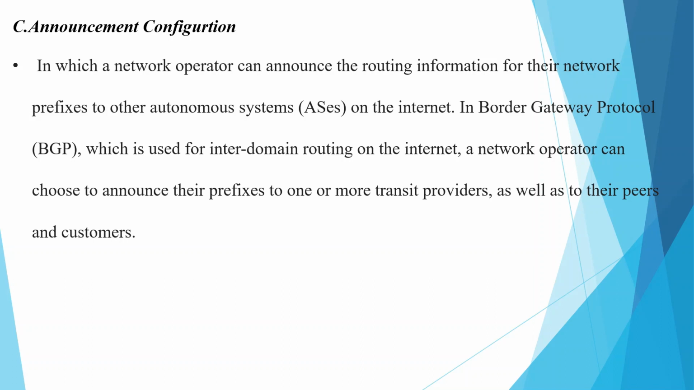A network operator can choose to announce their prefixes to one or more transit providers as well as to their peers and customers. In the context of internet routing, determining the areas or regions where internet traffic is coming from and going to is known as measuring catchments.